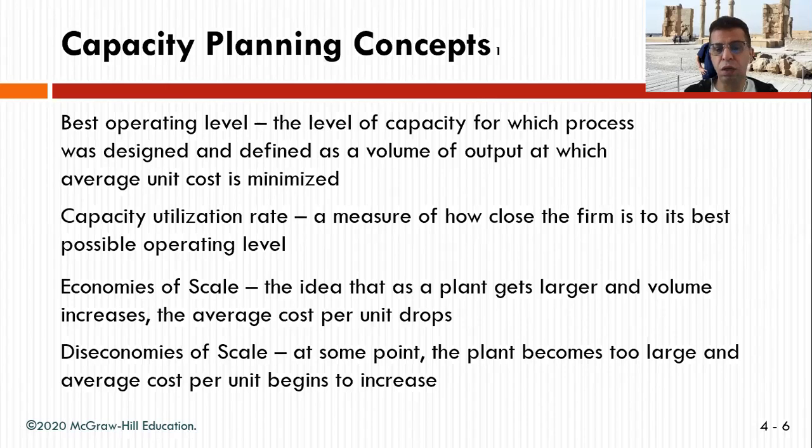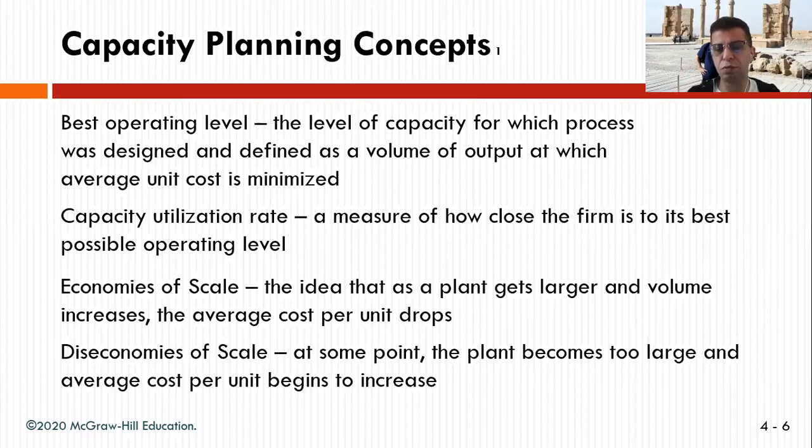So in factories, they use the capacity utilization rate, which is a measure of how close the firm is to its best possible operating level. We have the current units produced and the maximum units produced. You divide the current by the maximum.